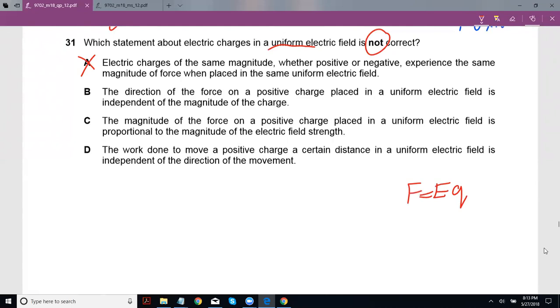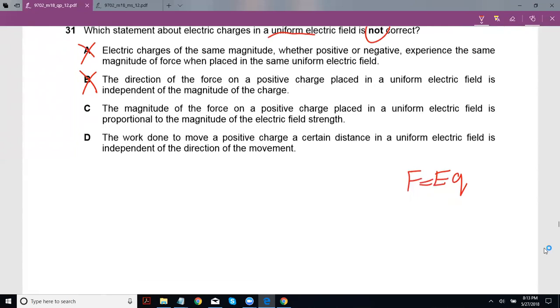So B, the direction of the force on a positive charge placed in a uniform electric field is independent of the magnitude of the charge. This is also correct, because the direction is determined by whether it's positive or negative, not the magnitude.